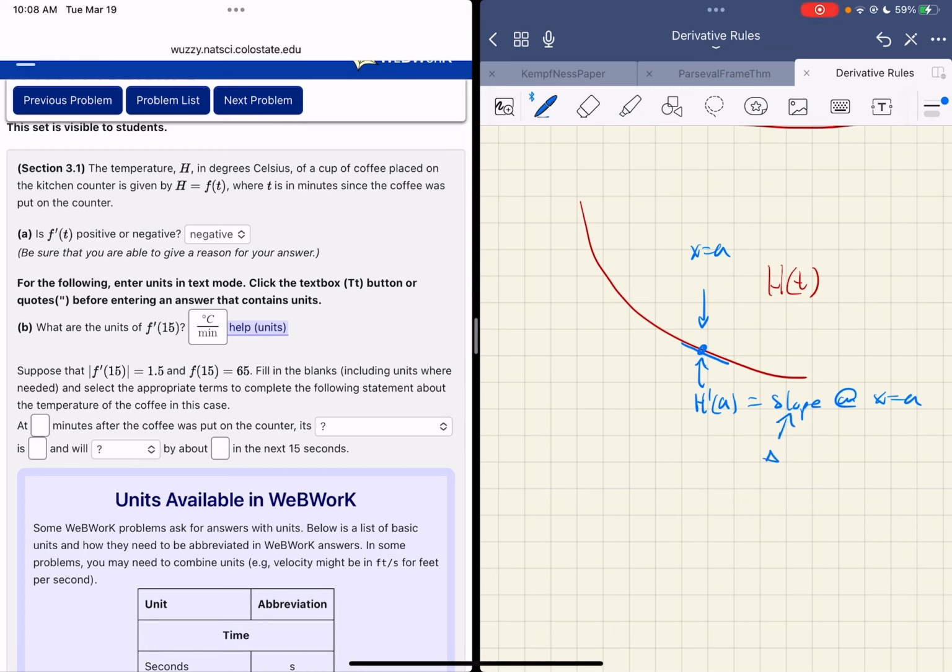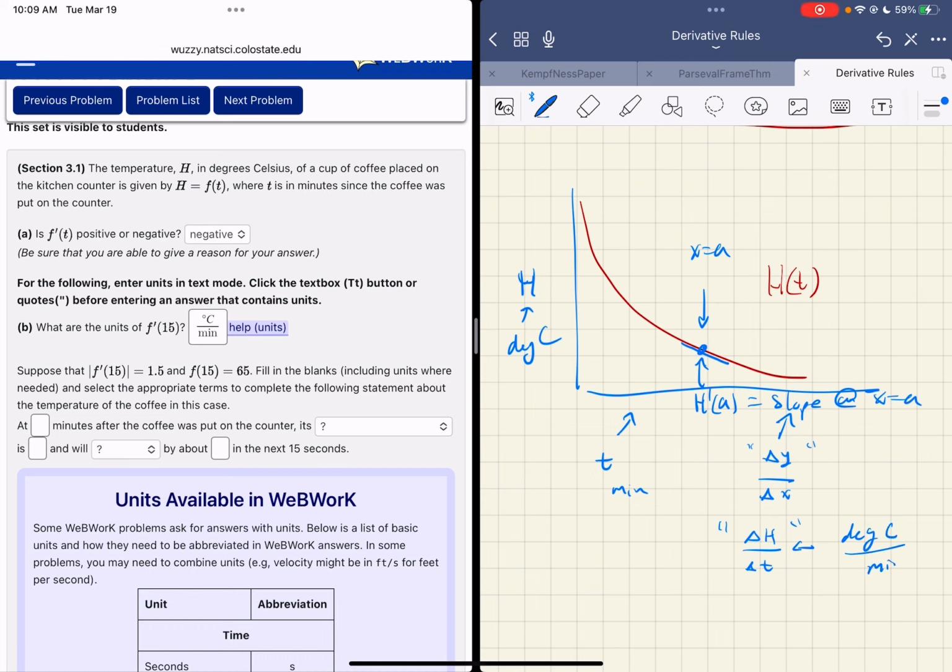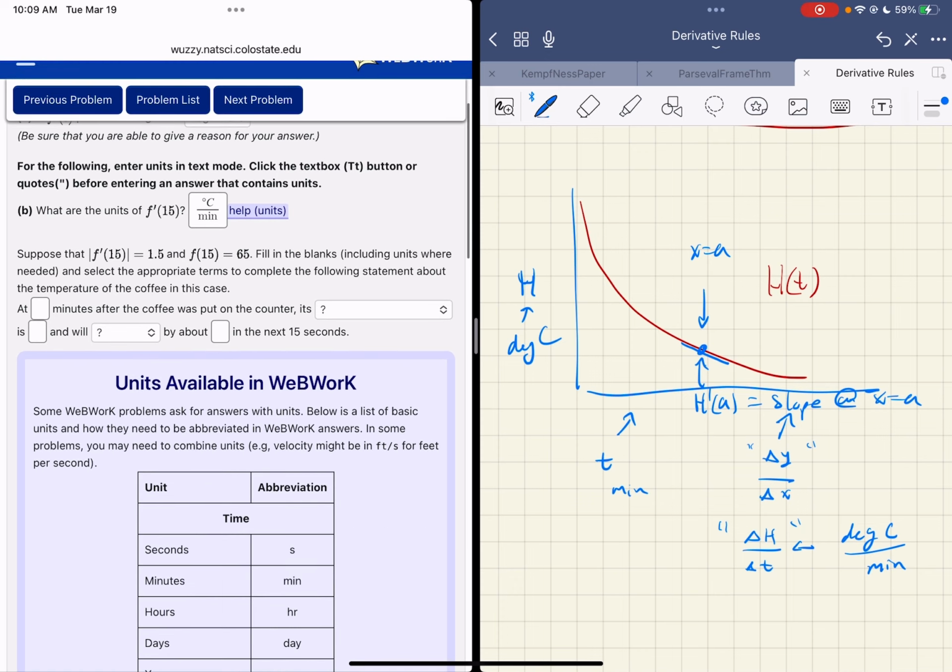Okay, slope, that's a change in y divided by a change in x, so to speak. Really I should write change in h divided by change in t. It's the change in the output divided by the change in the input. So my output, my h, is degrees Celsius, and my input, t, is measured in minutes. If I include units, I have a change in temperature divided by a change in time. I have degrees Celsius divided by minutes, so that's why I have that unit there.